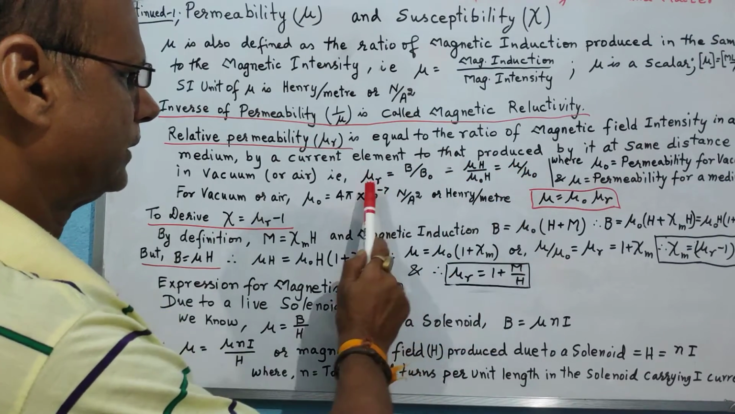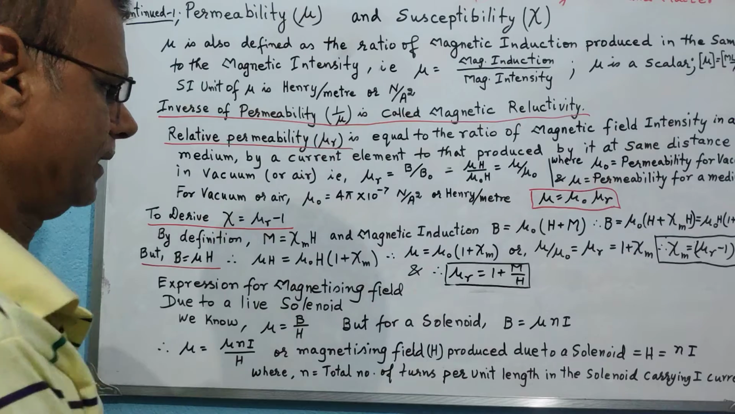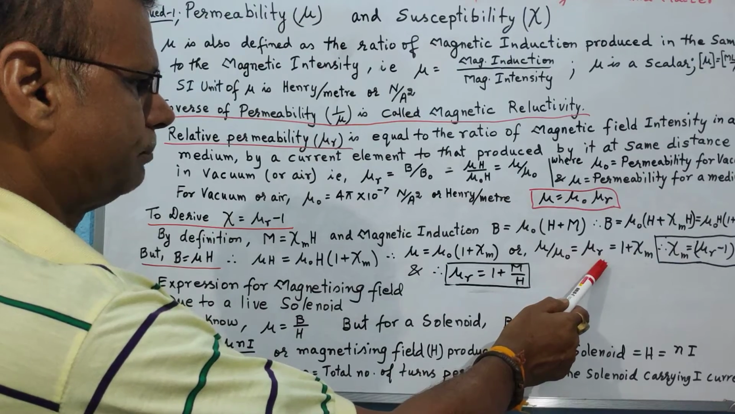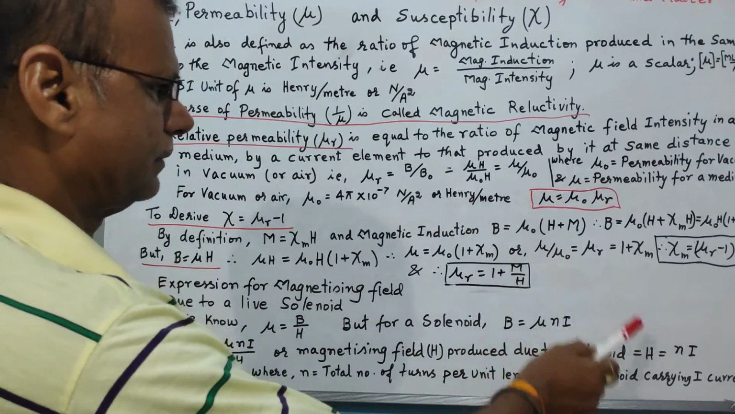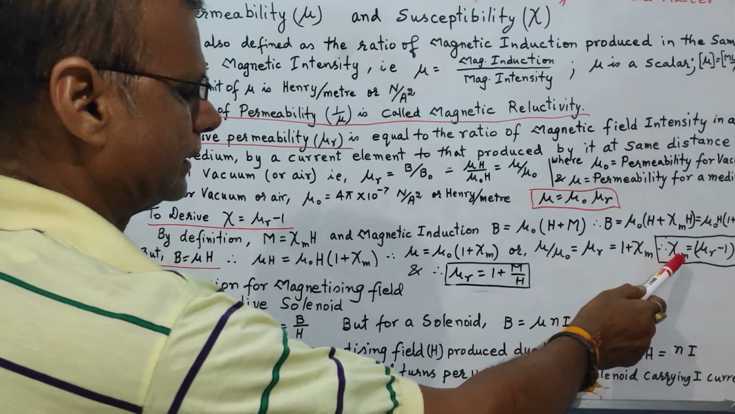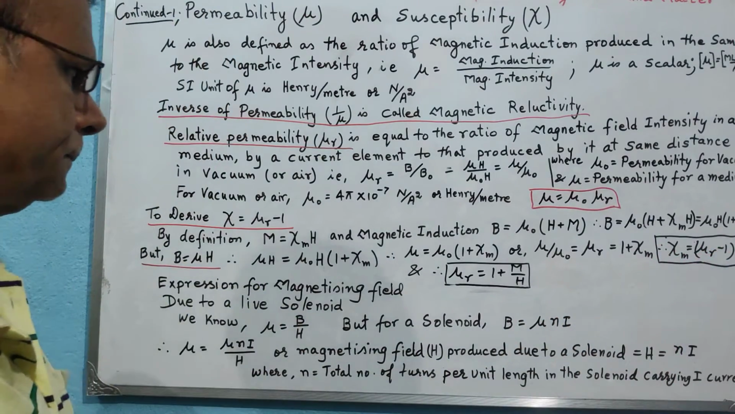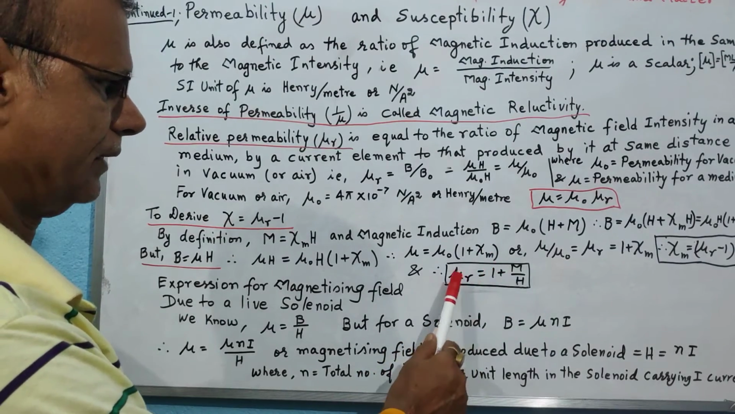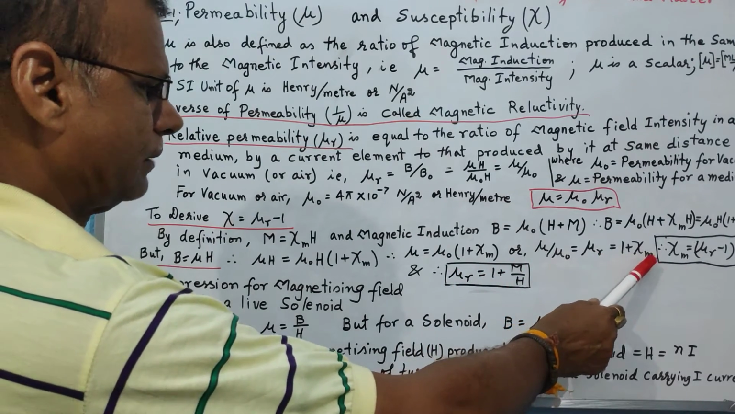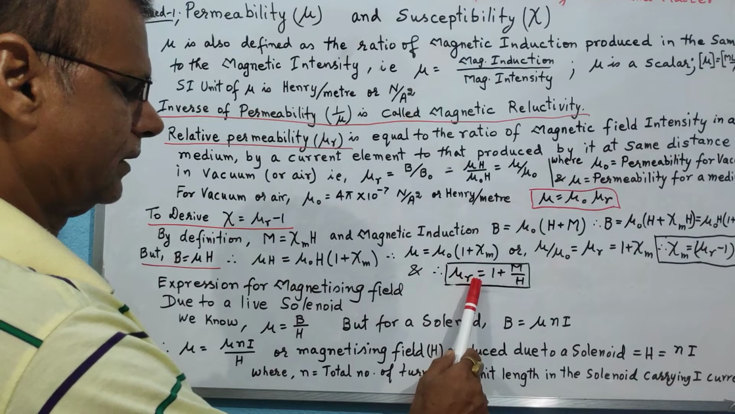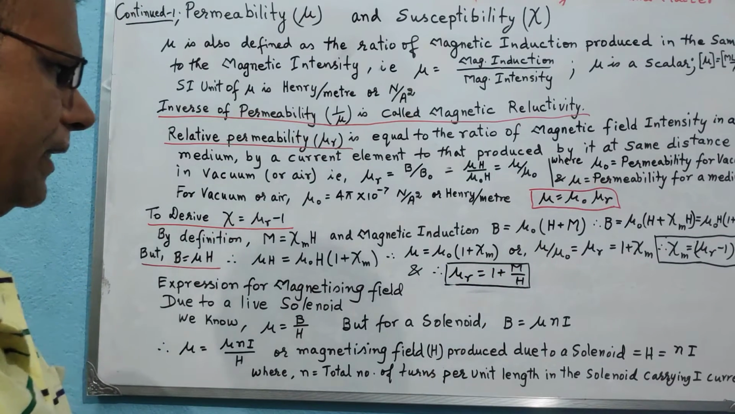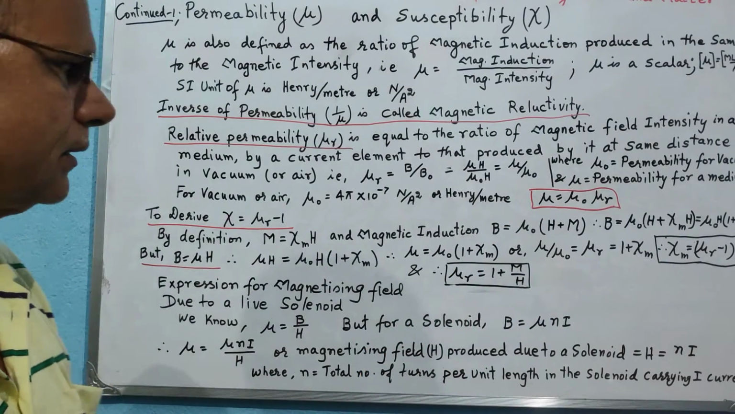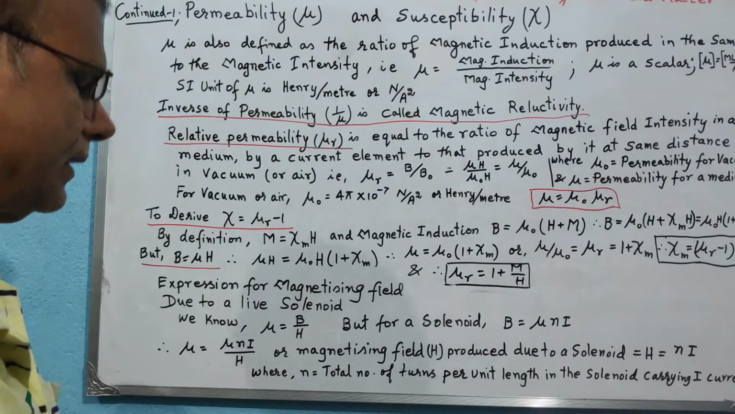Now mu upon mu 0 is nothing but relative permeability, so mu r is equal to 1 plus chi m, and from this we have chi m, the susceptibility, equal to mu r minus 1. So this is an important relation. And also, if we put the value of susceptibility in terms of M and H, we have relative permeability equal to 1 plus M by H. So these are important relations. We shall be using them in numerical solving and other cases.